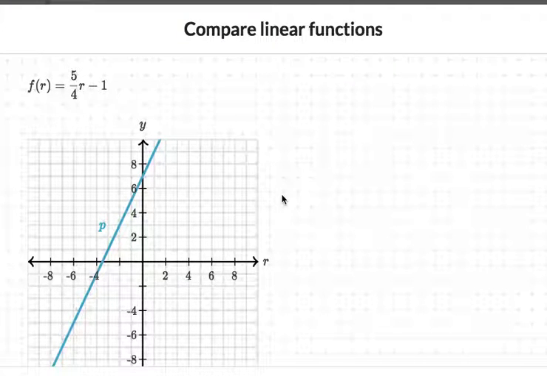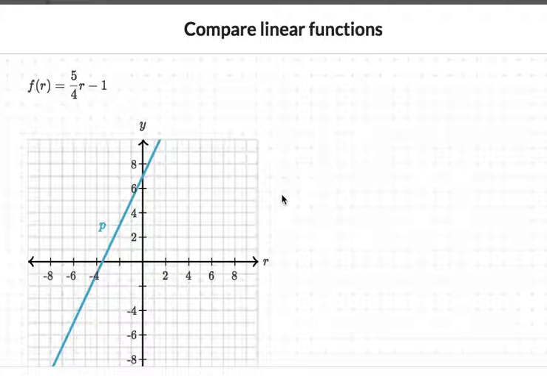Today we're just going to compare linear functions, so we're going to focus all of our attention just on the linear functions rather than nonlinear functions. This is something that you have done before when you were comparing equations and graphs and charts of linear equations. In this skill, you're just looking at strictly functions.